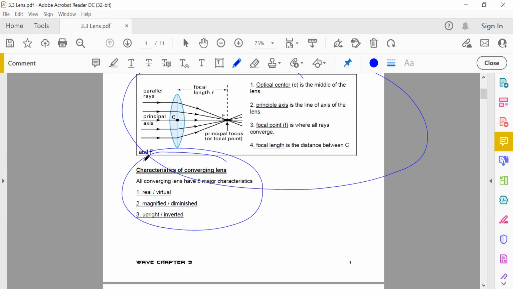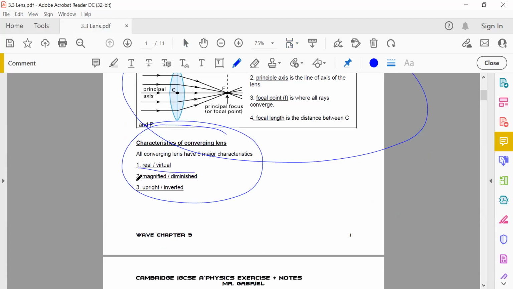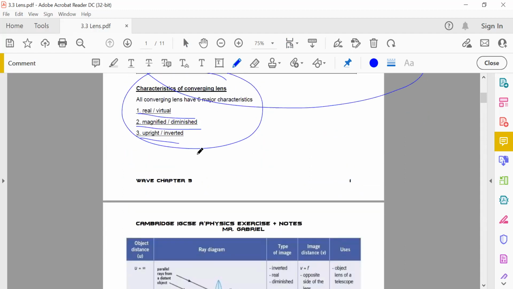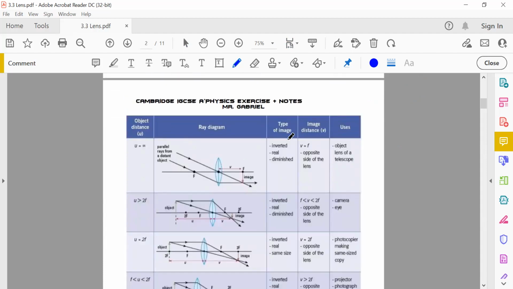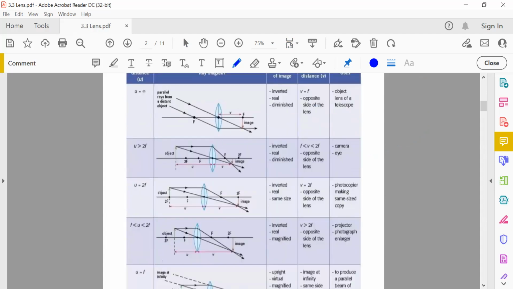You'll have to learn about the characteristics produced due to the lens. Usually it will either be real, virtual, magnified, diminished, upright, or inverted. When I say real, virtual, magnified, diminished, upright, or inverted, I mean the characteristics of the image produced, guys. Usually these are the applications of different types of lens.